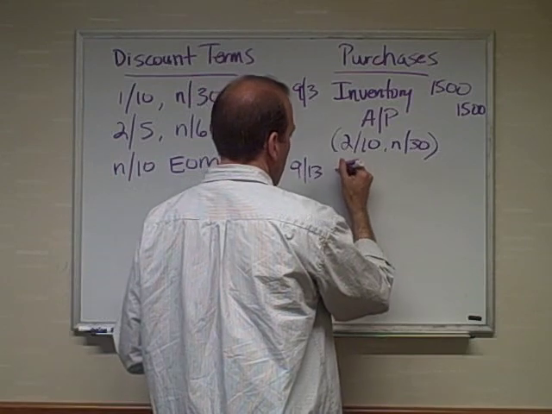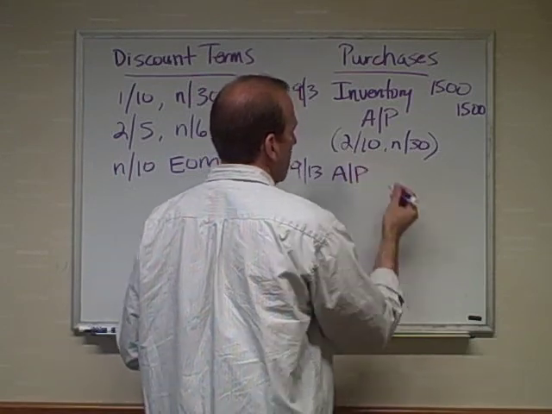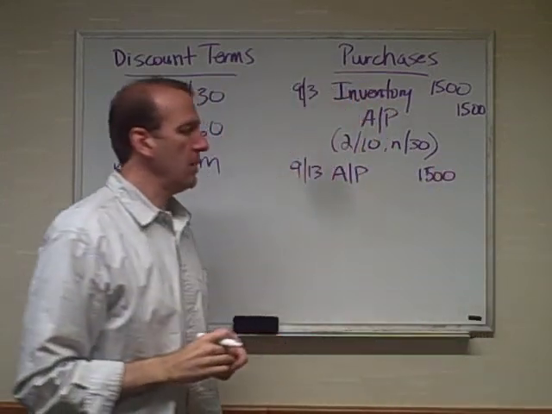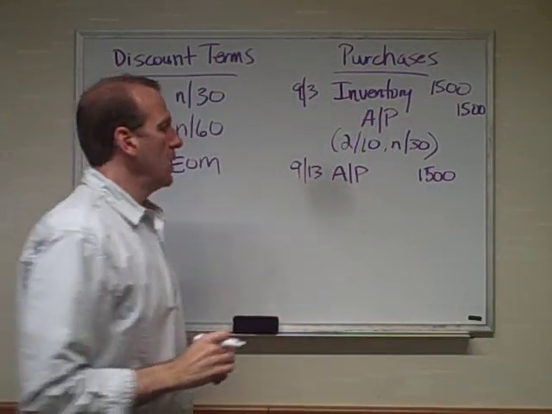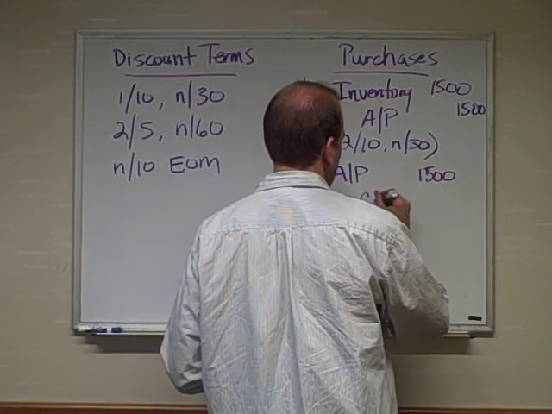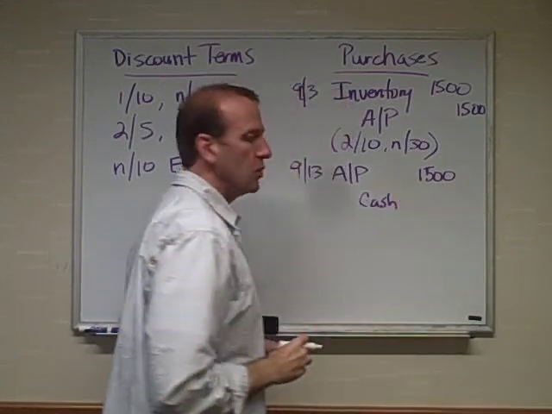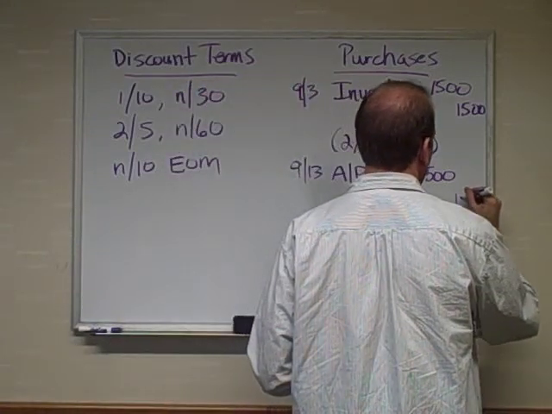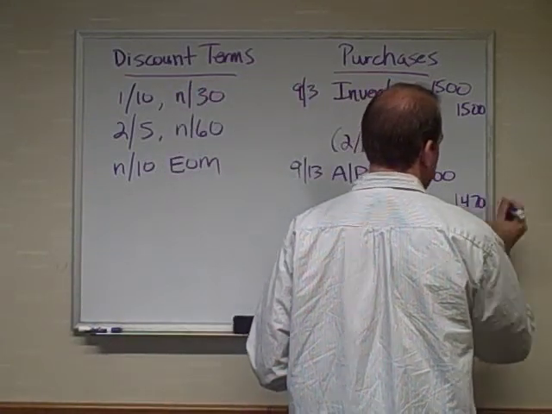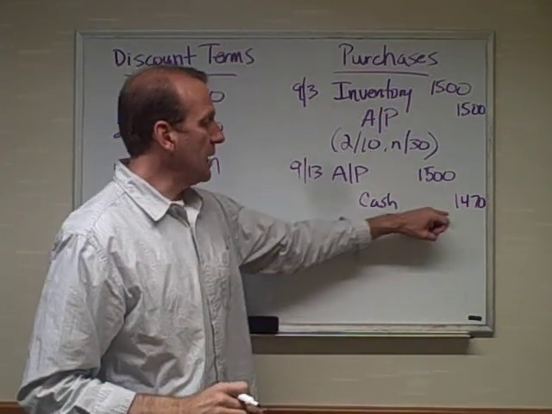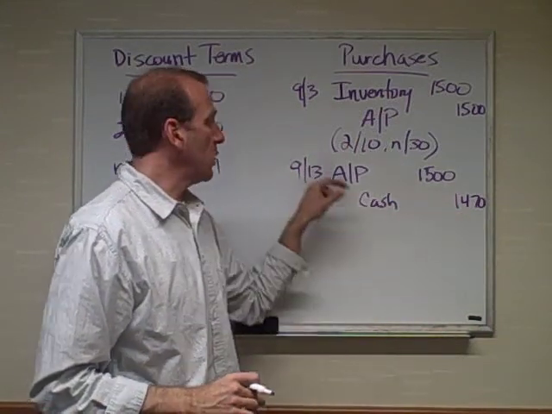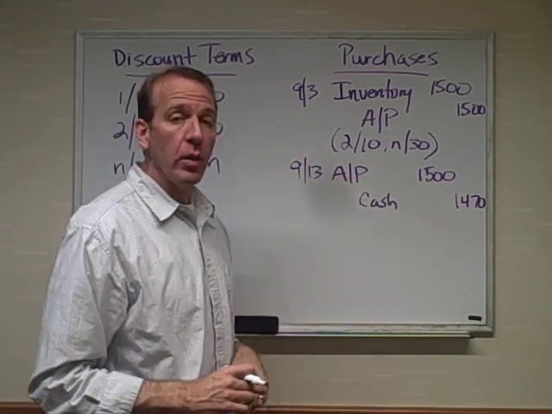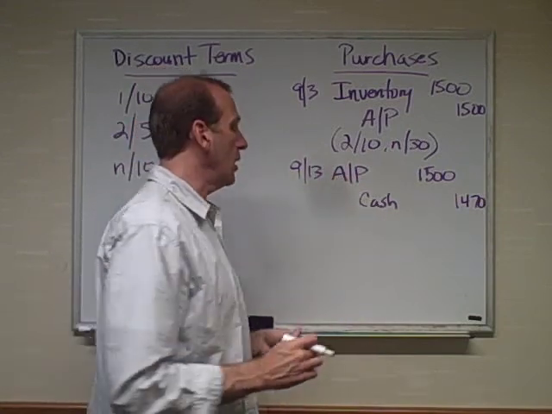Well, first of all, we have to eliminate our accounts payable. Now notice, we're going to eliminate the full accounts payable of 1,500. Now we have to write a check, pay them. So we're going to credit cash, which is our asset, to reduce our asset. It's going to be for $1,470 because we're not going to pay the full amount because we're paying within the 10 days, so we get a 2% discount. So we're actually only going to pay $1,470.